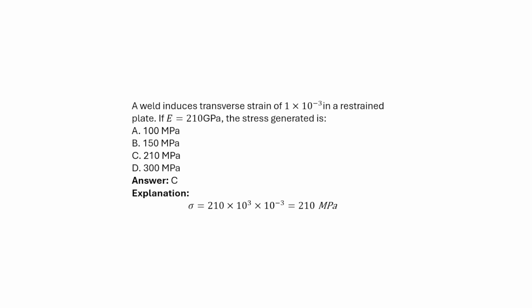The weld-induced transverse strain is 1 into 10 to the power of minus 3 in a restrained plate. If E is 210 gigapascals, the stress generated will be the multiplication of the strain into E. It is also like the previous one.